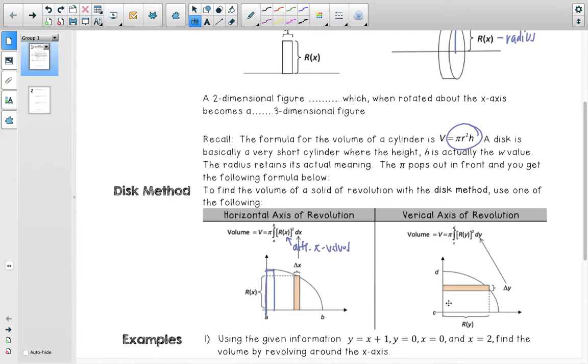Now we sometimes have to rotate around the y-axis. Again, I can draw this so well on my paper but not here. So we're rotating like this. This is rotating around the x-axis, so you're rotating this way. So you'd have to do it a little bit differently, and this is where you'd have to set the equation as x equals something.